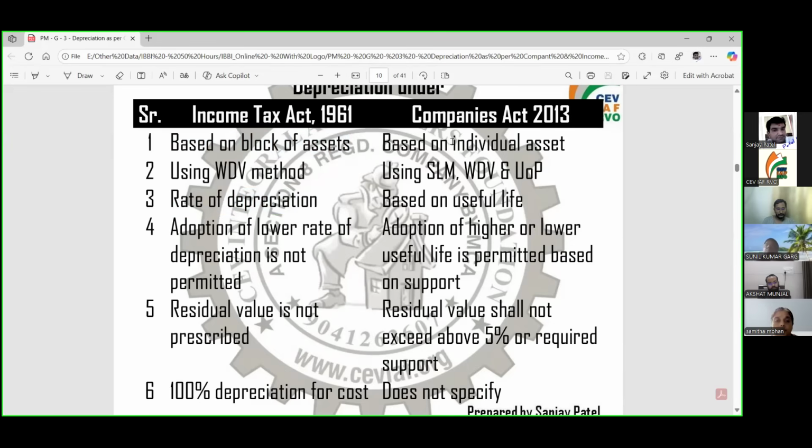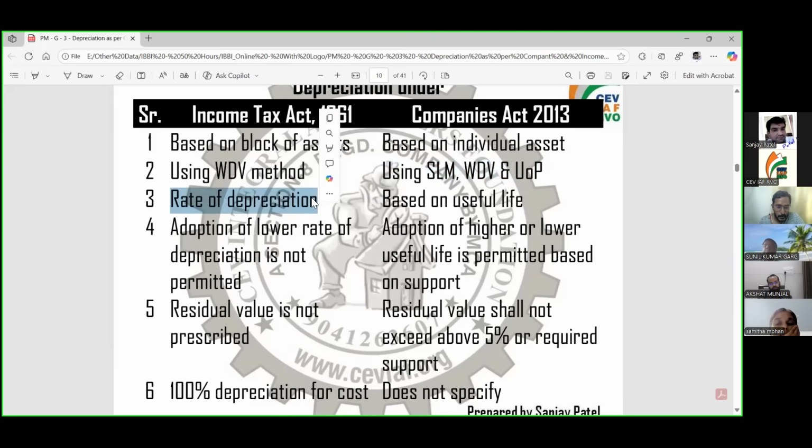Here it is based on the individual asset. You cannot provide the blocks. Depreciation is provided basically using the WDV method. Here you can provide the depreciation using 3 methods: straight line method, written down value method, and unit of production method. Out of the 3 depreciation methods, you can choose any suitable method.